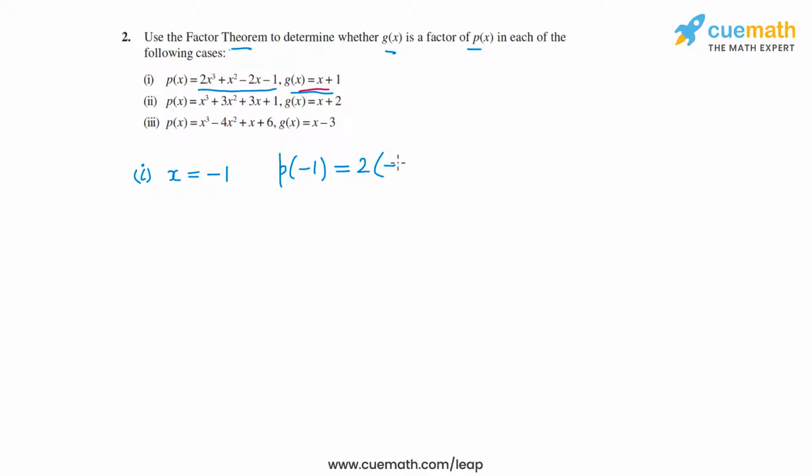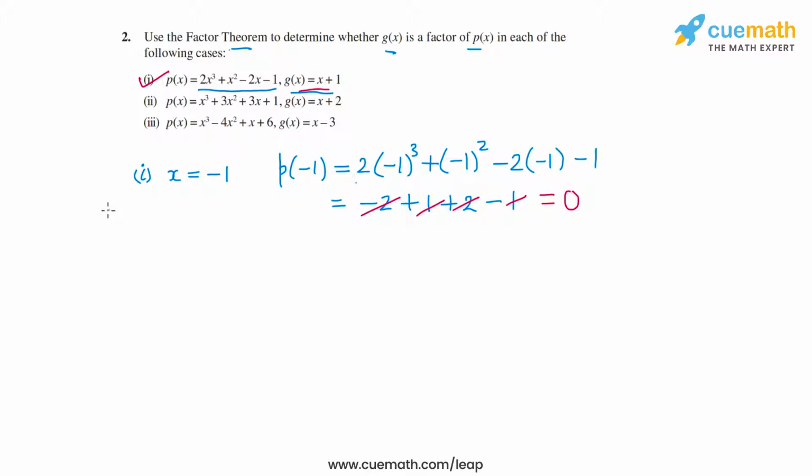So 2x cube is 2 times (-1) cube, plus x square is (-1) square, minus 2x is 2 times (-1), and then I have a minus 1. So this gives me 2 times (-1) cube is minus 2, (-1) square is plus 1, and then I have minus 2 times minus 1, that's plus 2, and I have minus 1. So we have the terms cancelling out. So p(-1) is equal to 0. So in this case, g(x) is a factor of p(x).